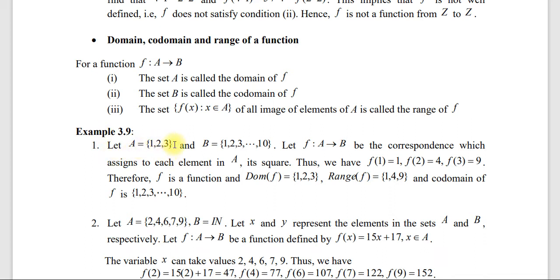Let A equal {1, 2, 3} and set B contain 1, 2, 3 up to 10. Let f from A into B be the correspondence that assigns to each element in A its square. Thus we have f of 1 equals 1, f of 2 equals 4, f of 3 equals 9. What is given here? The function, that is, B is the square of A. So what is the square of 1?